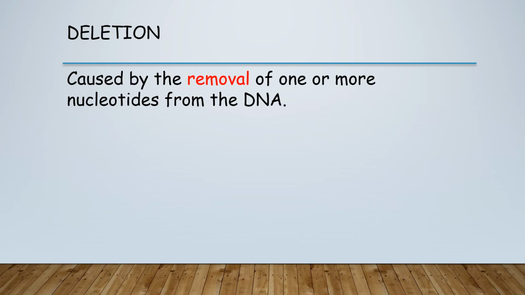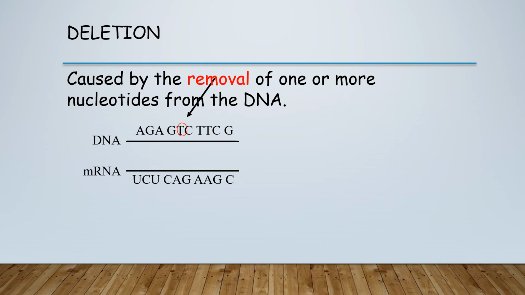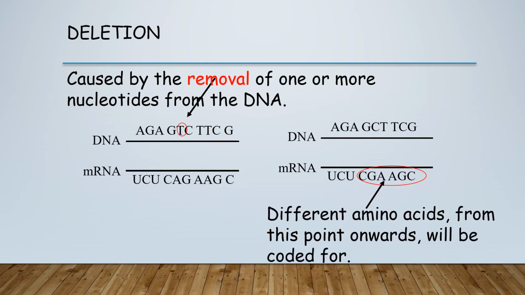Deletion is our third, and again, fairly straightforward in that we have removed one or more nucleotides from the DNA. So again, AGA, GTC, TTC, we end up with AGA, GCT, TCG. And again, we're impacting not just one codon, but all the codons after. So again, different amino acids from this point onwards. So that could lead to something like cystic fibrosis in particular cases.